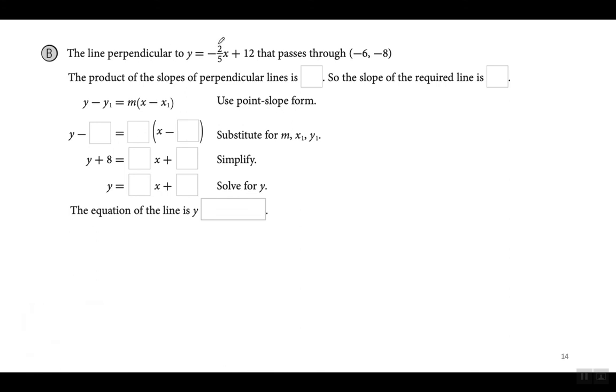The line perpendicular to this one, that passes through these points. The product of the slopes of perpendicular lines is negative 1. The product is always negative 1. So the slope of the required line is the reciprocal of this one with the opposite sign. So it would be positive 5 over 2. Now I substitute the numbers. This one's x1 and y1. So y minus negative 8.